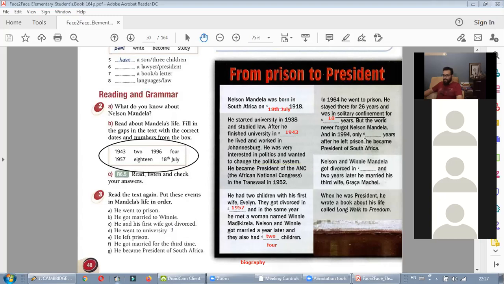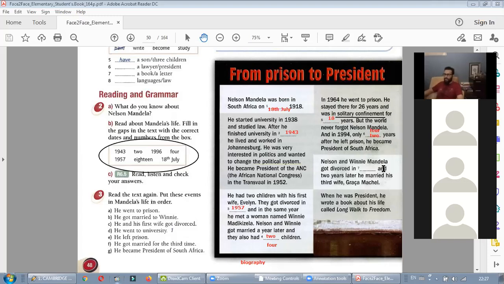Okay. What about number 6? 4 years, 2 years after prison? Maybe 2 or 4. We have a disagreement. No, 4. Yeah, maybe 4, maybe 2. We'll see from the listening context. You can check. All right.